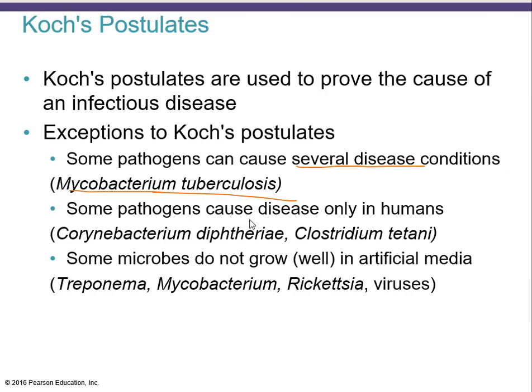Pathogens that cause disease only in humans, for example, Corynebacterium diphtheriae and Clostridium tetani, are both microbes that can only cause disease in humans. So you cannot cultivate them and grow them in animals to do the test, right? And you cannot do this test in humans. Microbes that do not grow or do not grow well in artificial media, or what I call in vitro, Treponema, Mycobacterium, Rickettsia, viruses, have a really hard time growing in vitro. So that would be hard to use to prove the cause postulate.